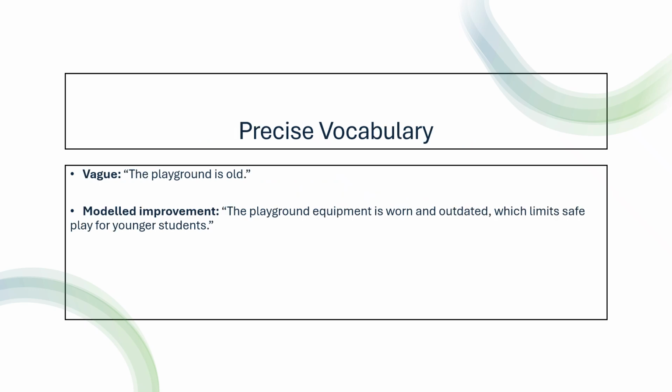Let's have a look at this one. A vague sentence might say, the playground is old. I have replaced the vague word old with precise details: worn, outdated, limit safe play. This makes the point clearer and more persuasive.